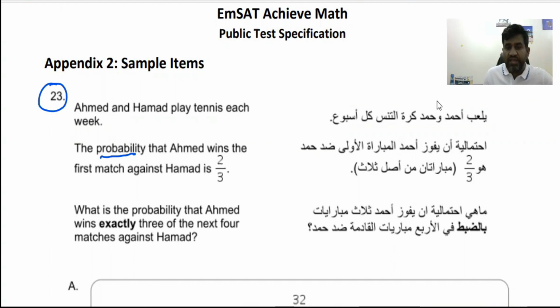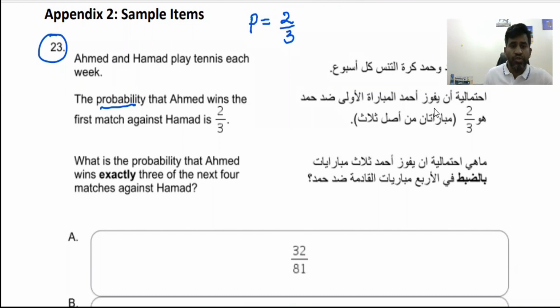So if I represent P as the probability of winning, the probability that he wins against Hamad in the first match is 2 over 3. Probability of winning is going to be 2 over 3. Let's go one by one and discuss. Now the question is, what is the probability that Ahmad wins exactly 3 of the next 4 matches against Hamad?